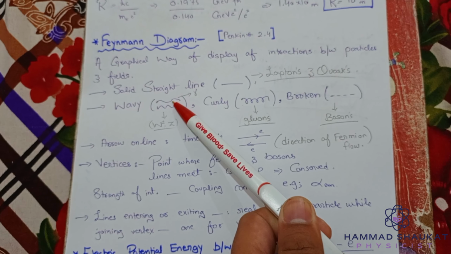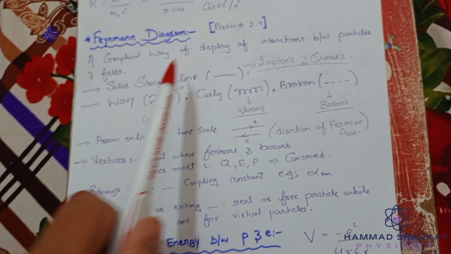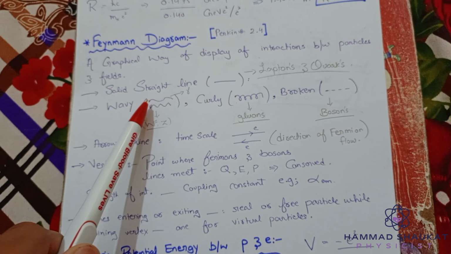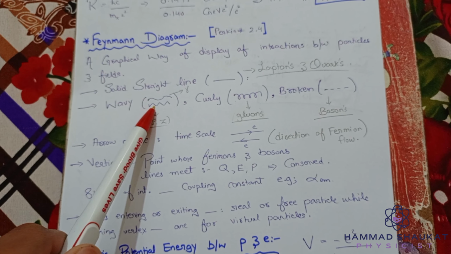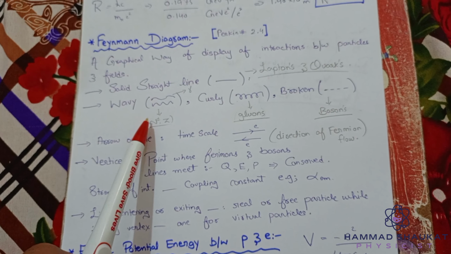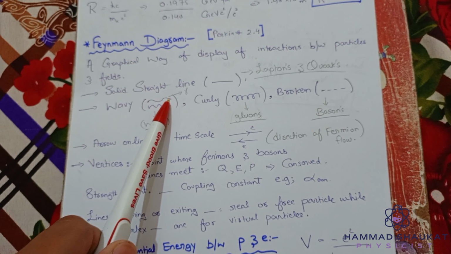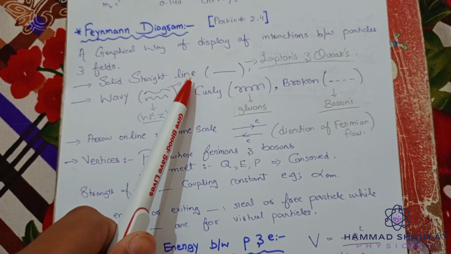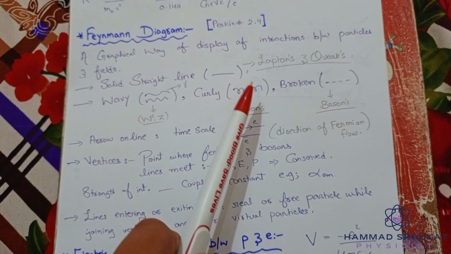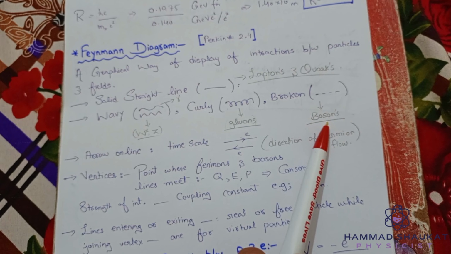So where there are this type of wavy lines, with crests and troughs, some high amplitude, low amplitude, you will know this is weak force. And for curvy wavy lines, you will know that this is for photons. Curly lines indicate that they are gluons, and broken lines indicate they are bosons.